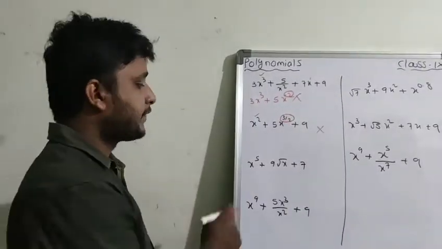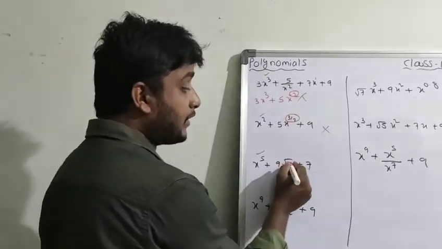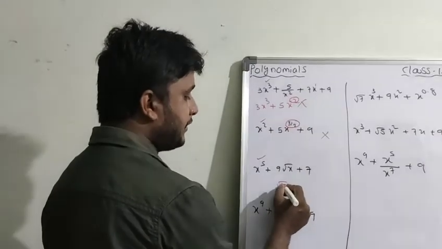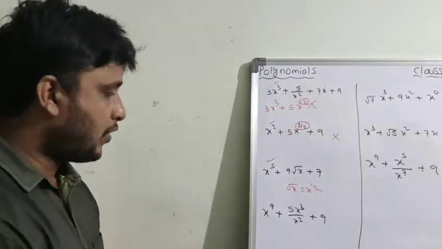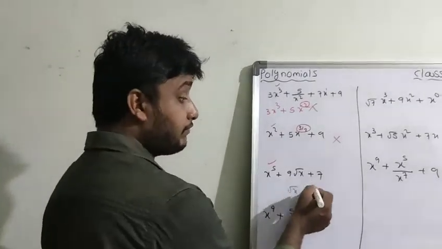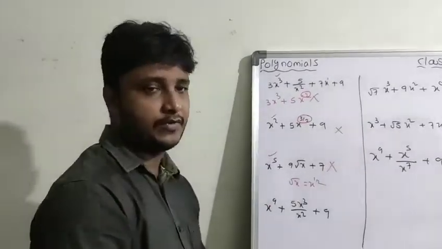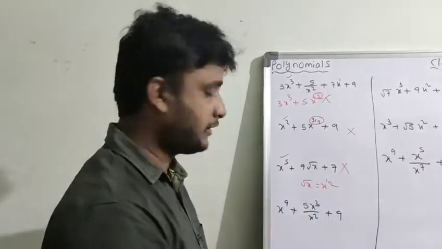So coming to here, x power 5, 9 root x value. Actually the root x means x to the power of 1 by 2. So this is also not a polynomial. Why? Because the power is 1 by 2. So this is not a polynomial.